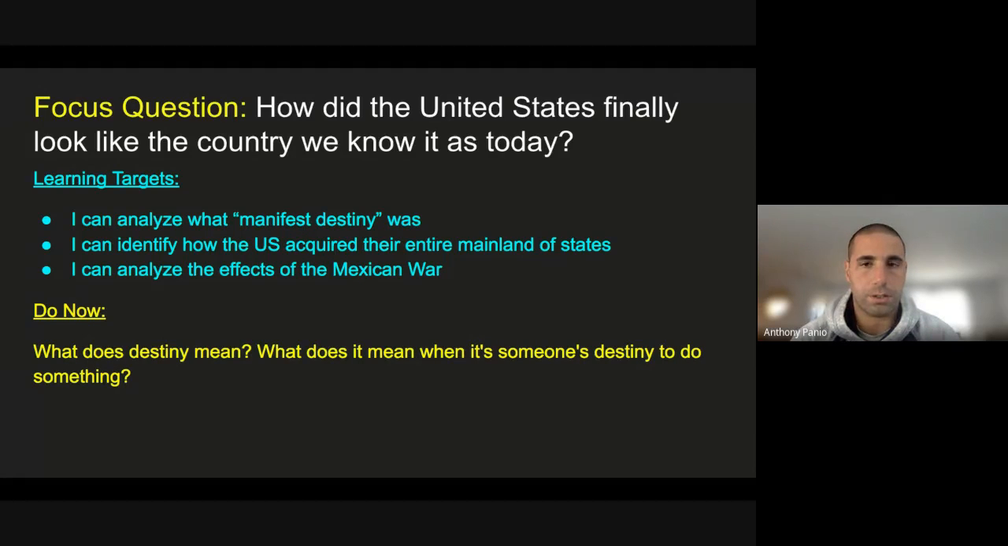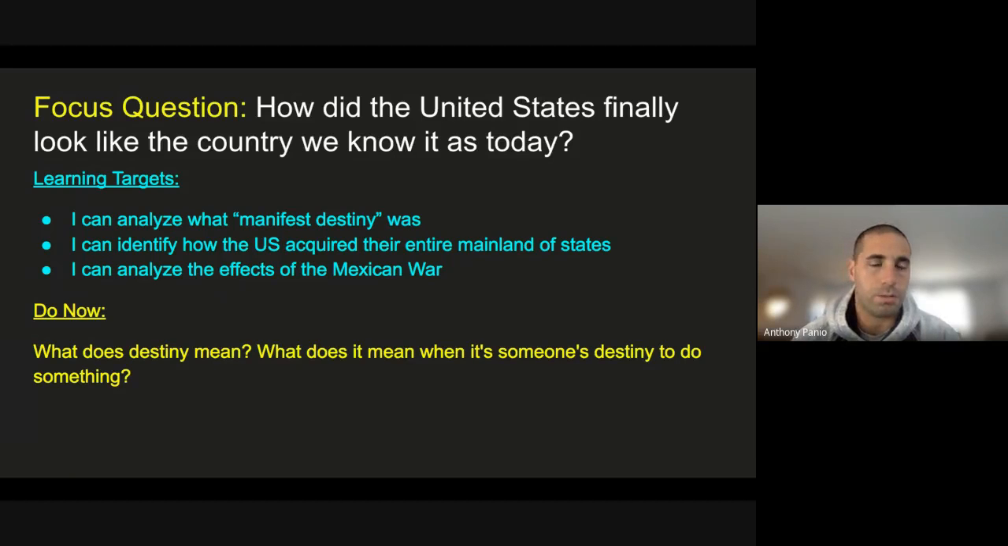Okay, guys and girls, so today we are going to look at, well, at this point, you should have finished all the Andrew Jackson stuff. We just did a lesson on the highlights and the lowlights. Now we're in period 2 of today. We just need to look at this focus question. How did the United States finally look like the country we know it as today?